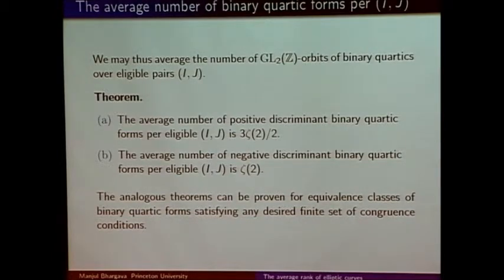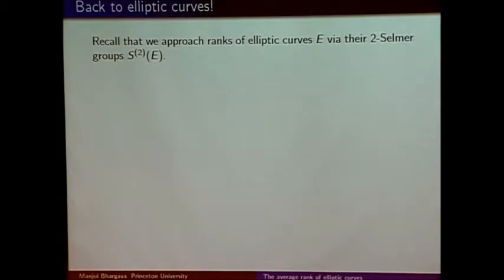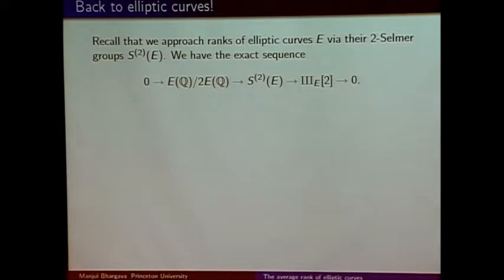Okay, so now that those results for binary quadratics are in place, how does this relate to average ranks of elliptic curves? Remember, we're approaching ranks of elliptic curves by their two Selmer groups. And we have this exact sequence that relates the two Selmer group, E mod 2E, and Sha.